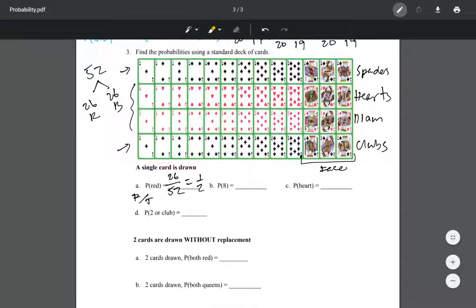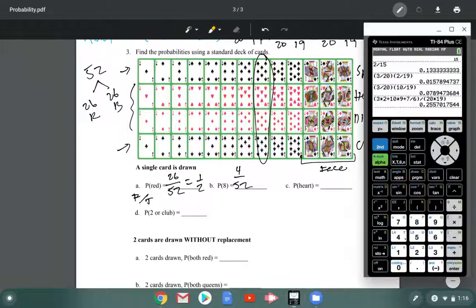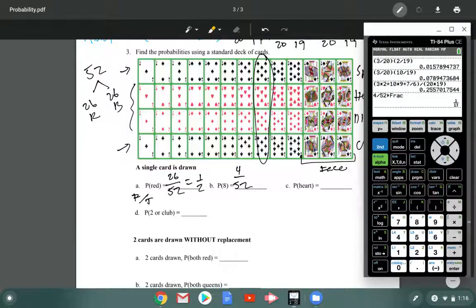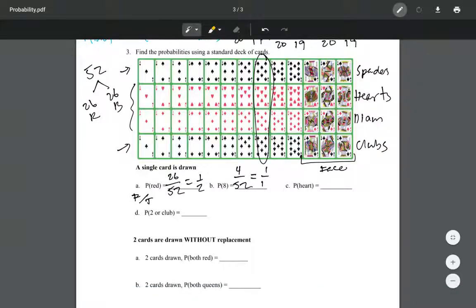The probability that it's 8. Here are my 8s. There are 4 8s, 4 8s out of the 52 cards. So 4 out of 52. I'm going to let my calculator simplify this. I think it's going to be 1/13. So 4 out of 52. Math, convert to fraction. Yay, 1/13. We could also do that as a decimal, of course. Okay, 1/13.